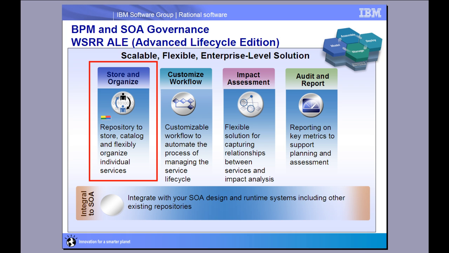I'm the product manager for Rational Asset Manager, and this is part one in a series of demonstrations where I'll be talking about WSRR ALE, a bundle of two products, Rational Asset Manager and WebSphere Service Registry and Repository, and together they help you implement an effective SOA governance program. In part one, we're going to focus on the ability of these products to help you store and organize throughout your governance process.